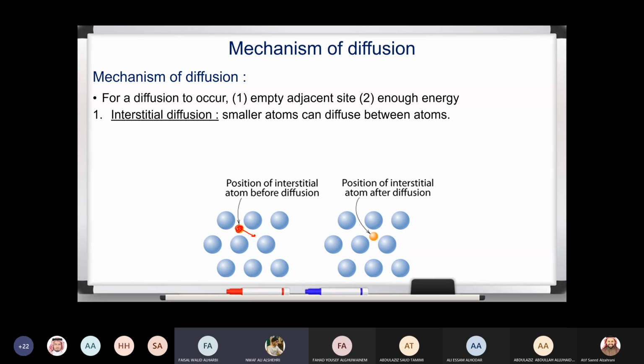Both. Both of them? So do you think this atom can migrate into interstitial sites here? No, of course not. Why? Because of the first rule, the adjacent site. Yes, there is no vacancy, right? But there is a vacancy for the smaller atom, right? There is a vacancy here for the smaller atom, but the big atom doesn't have one, okay?